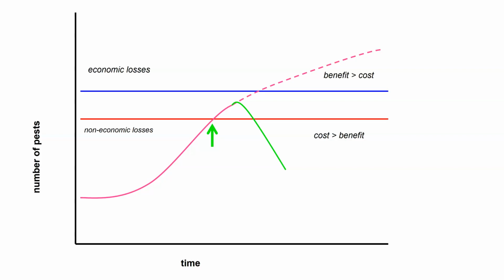Where does the cost-benefit come in? Whatever the cost is, if the cost exceeds the benefit, then it's not worth doing. If the benefit exceeds the cost, then it is worth doing. That's what we call the economic threshold.